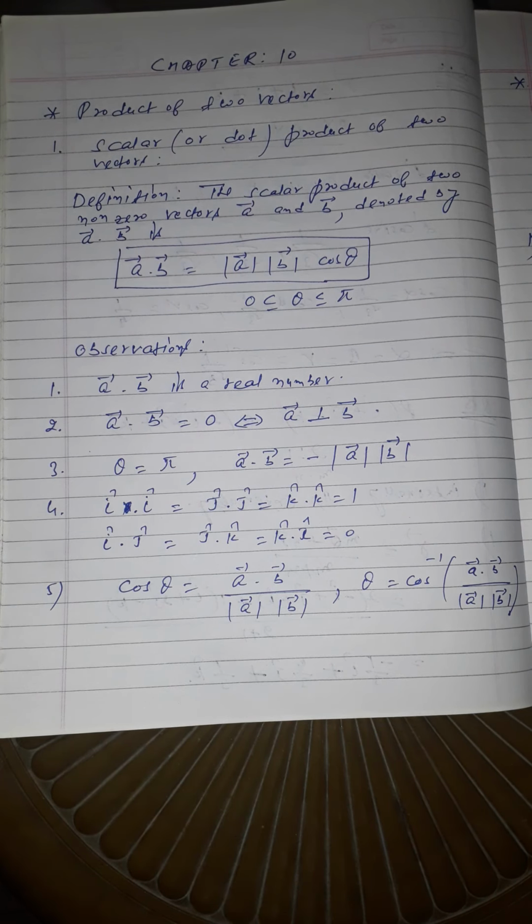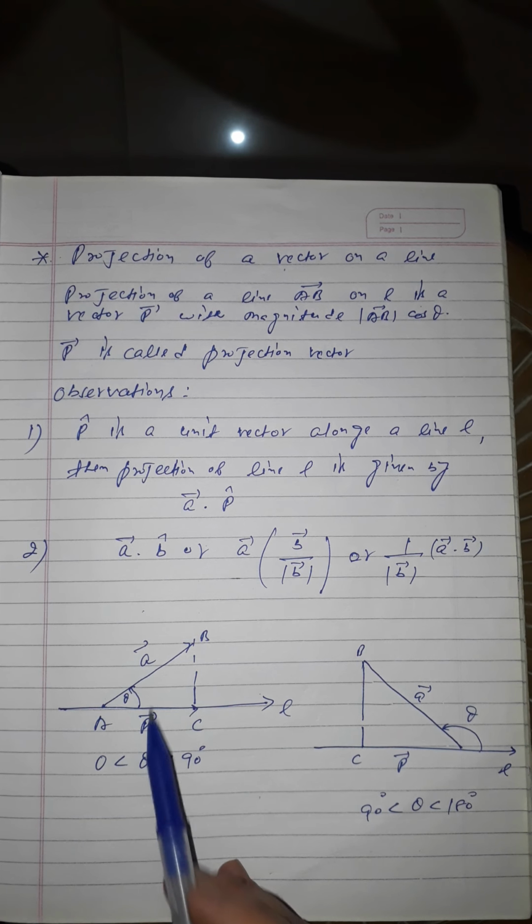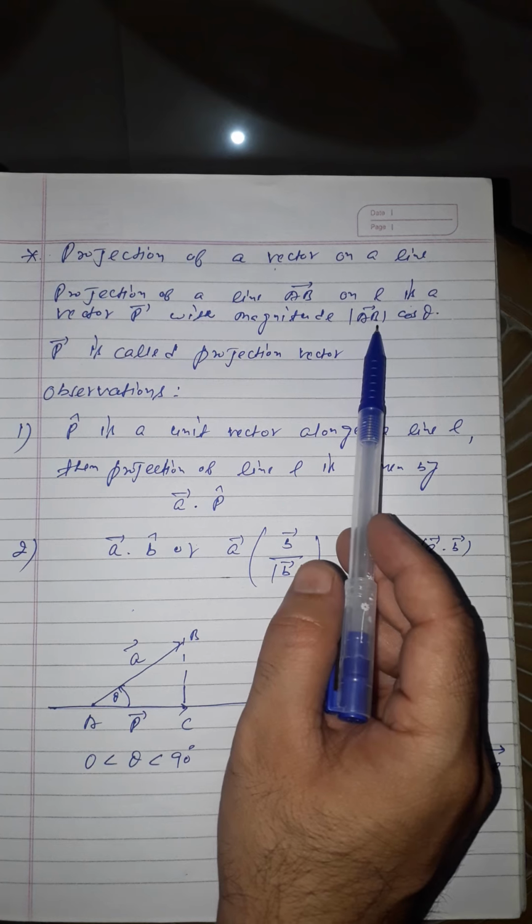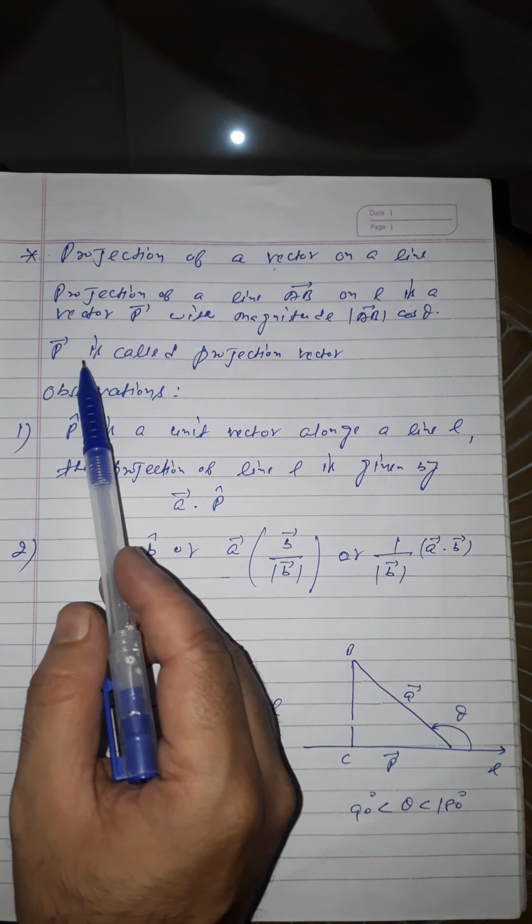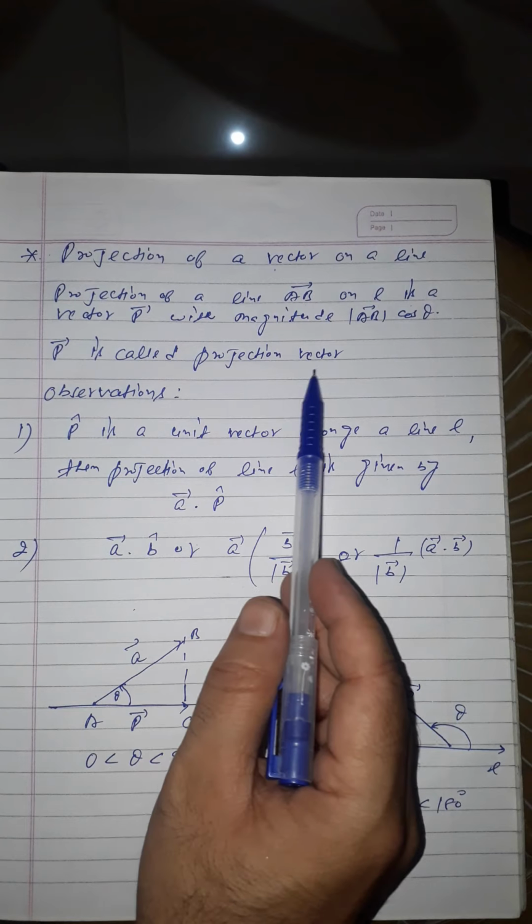Right, students, there is another concept that is also very very important that I want to tell you here. This is called the projection of a vector on a line. Here is a vector AB and its projection on this line L is given, and the vector that is projection vector, that is vector P, is given. Here the definition is the projection of a vector AB on line L is the vector P, whose magnitude is the magnitude of AB times cos theta, and this vector P is called the projection vector.